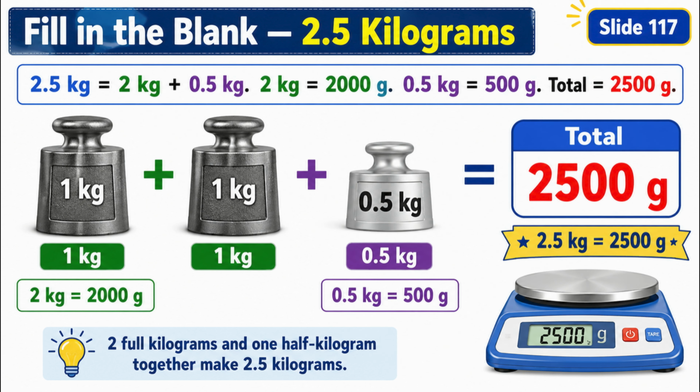Fill in the blank. 2.5 kilograms. To convert kilograms into grams, multiply by 1,000. 2.5 kilograms means 2 kilograms and 0.5 kilogram. 2 kilograms is 2,000 grams. 0.5 kilogram is 500 grams. So, 2.5 kilograms equals 2,500 grams.